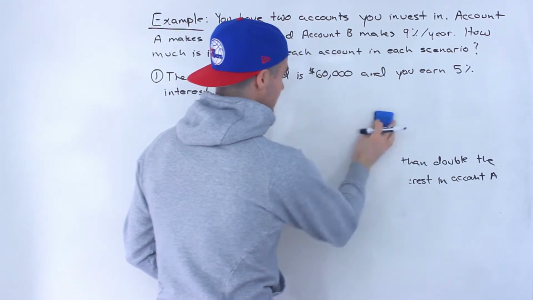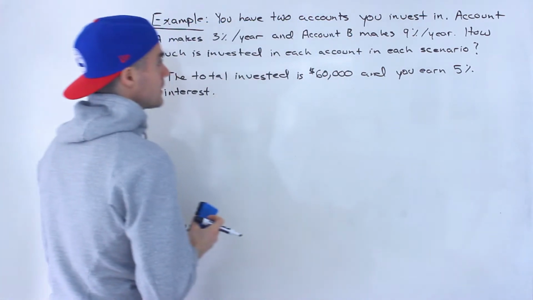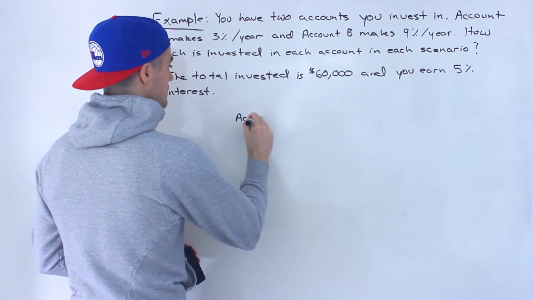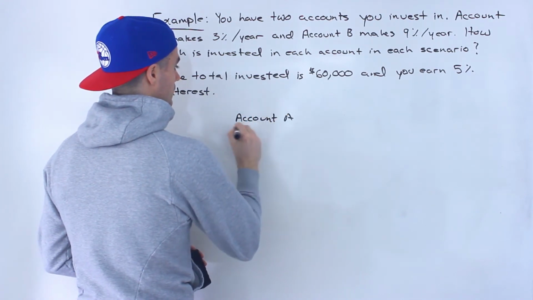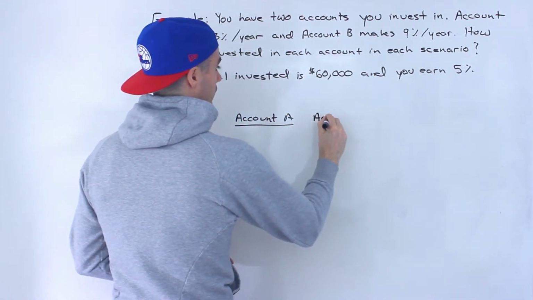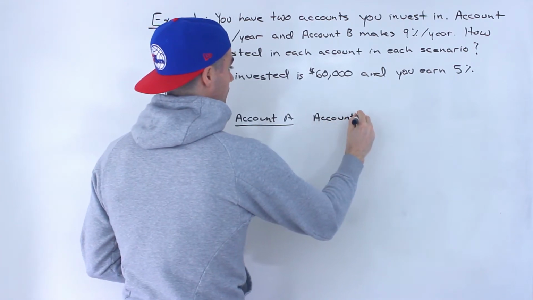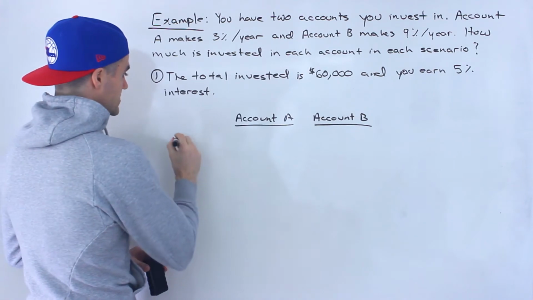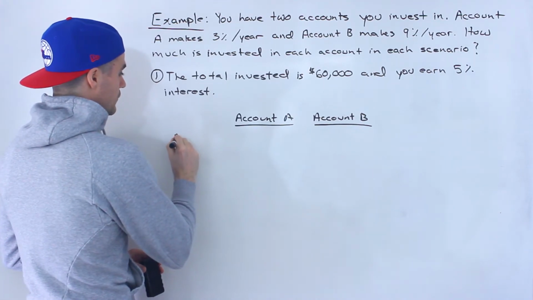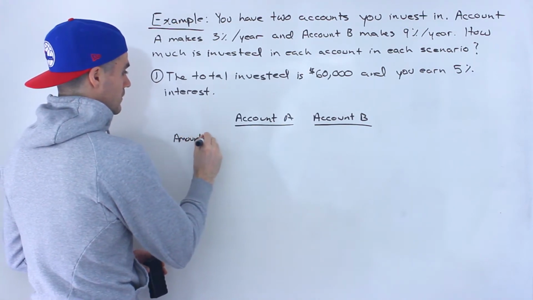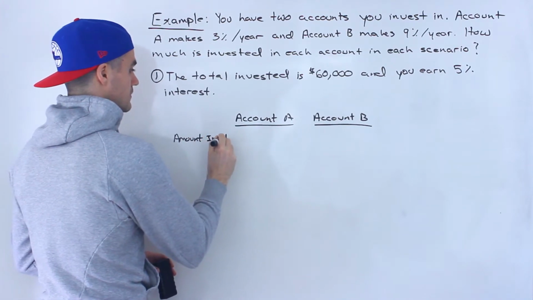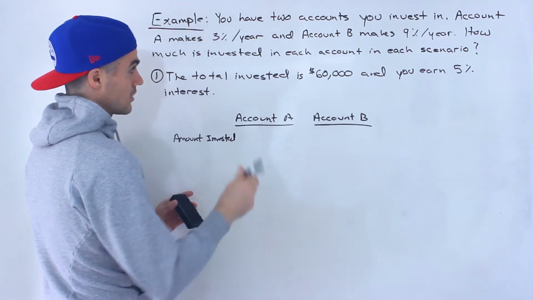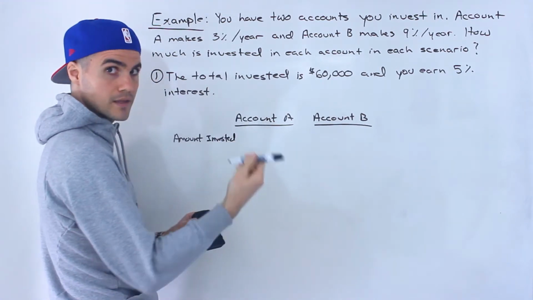And before actually getting into any of the scenarios, I want to make just a general chart here. So we got account A, and then we have account B. And so I want to create expressions for, let's start off with the amount invested in each of these. And we don't know what the amounts invested are. That's what we're trying to actually figure out in each of the scenarios.